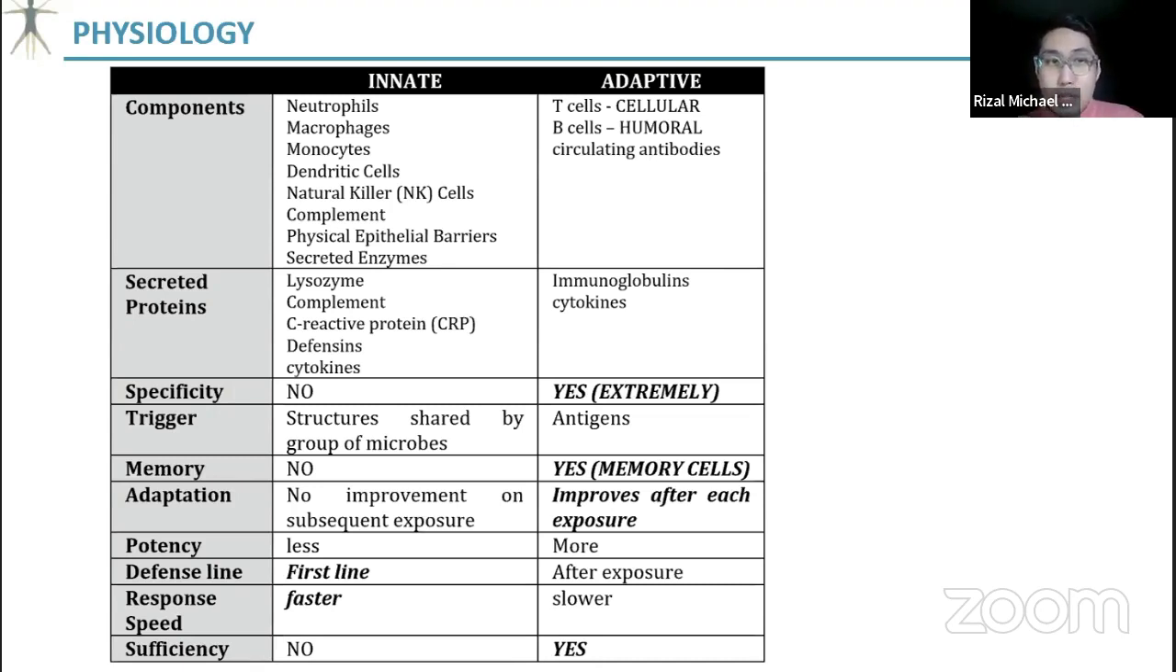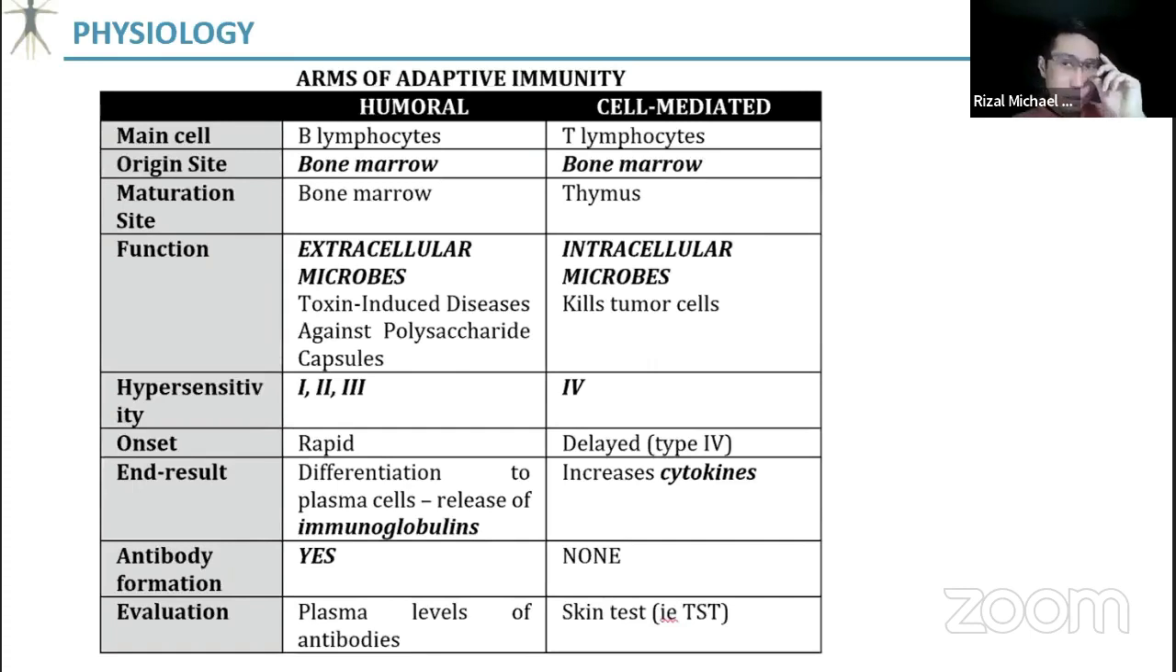Okay? Now, between the adaptive system, you have two. You have the humoral and you have the cell-mediated. Okay? So humoral, just tandaan nyo, humoral, B cells, antibodies yan. Cell-mediated, T cells, type 4 hypersensitivity yan. Okay? So usually common questions dito is saan nag-originate si B and T cells? Both sa bone marrow. But pag ang tinanong is saan mature ang cells, si T cells sa thymus, B cells sa bone marrow.